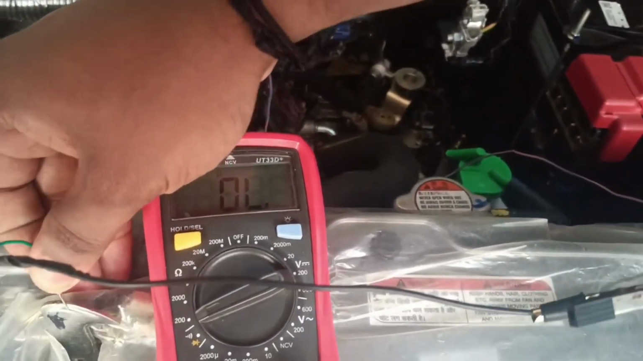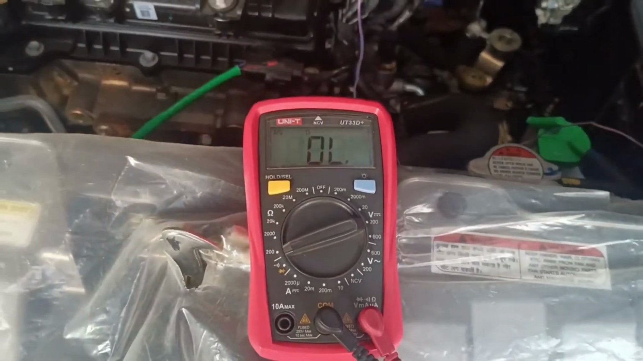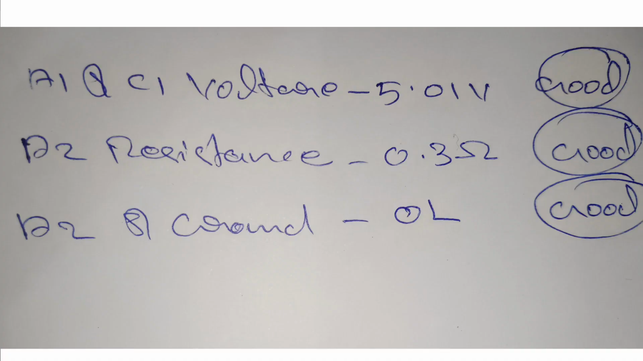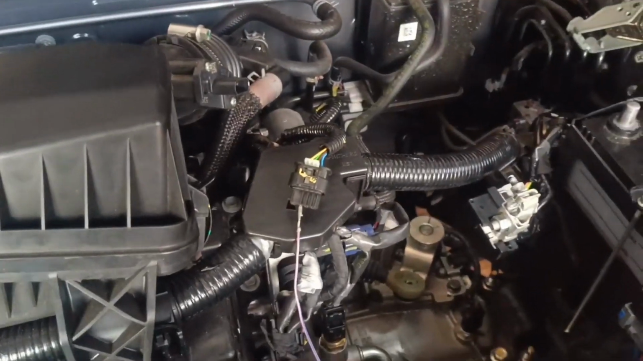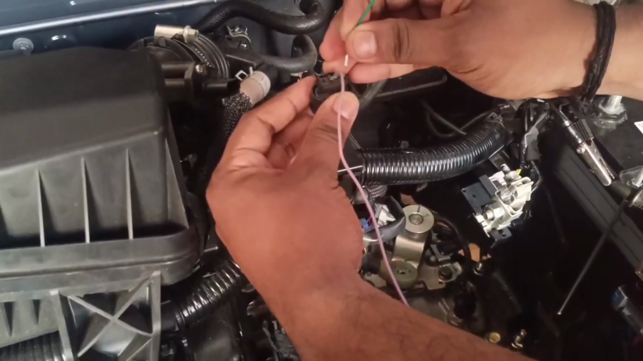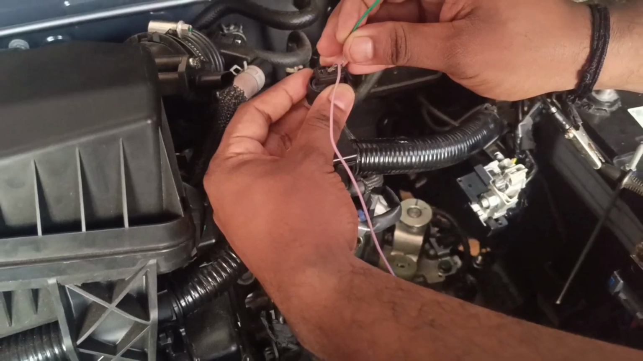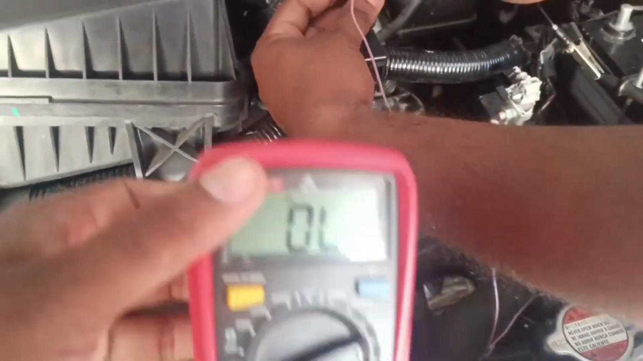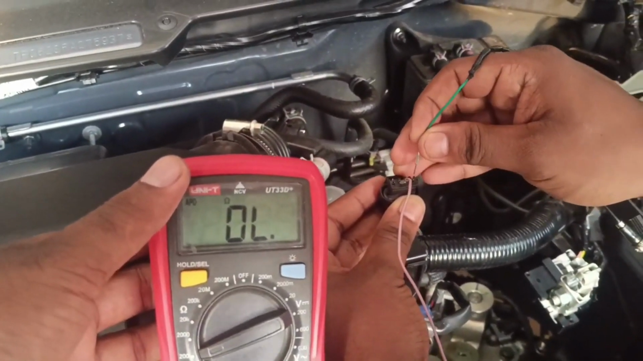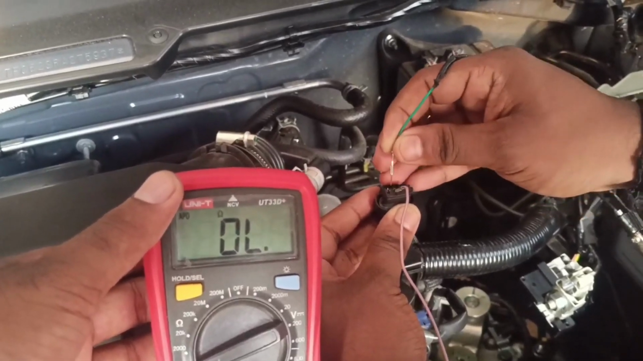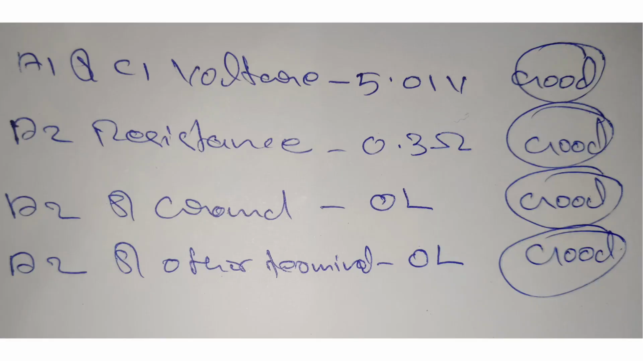Showing open loop, that means infinity. Write down the value in the answer sheet. Resistance between A2 circuit and ground: infinity. Then the next step, resistance between the A2 terminal and other terminals in the MAF and IAT coupler. We are checking, and all the points are showing open loop. A2 and other terminal open loop, good.